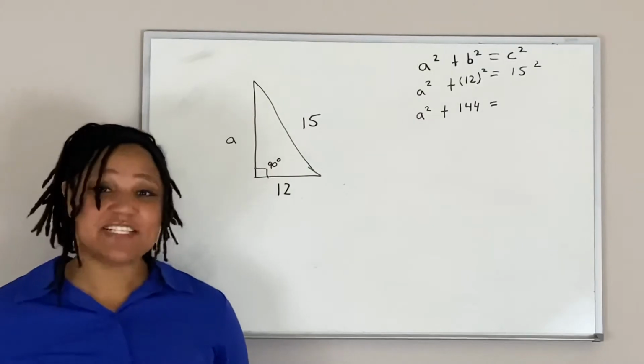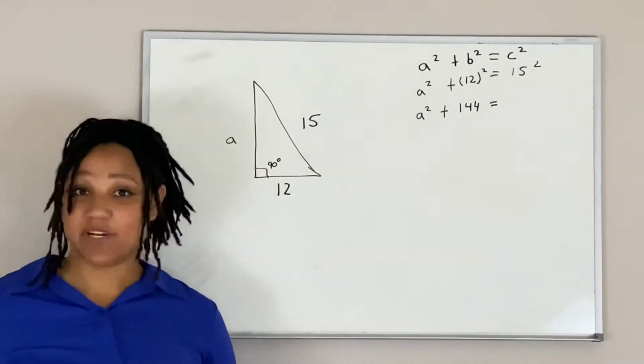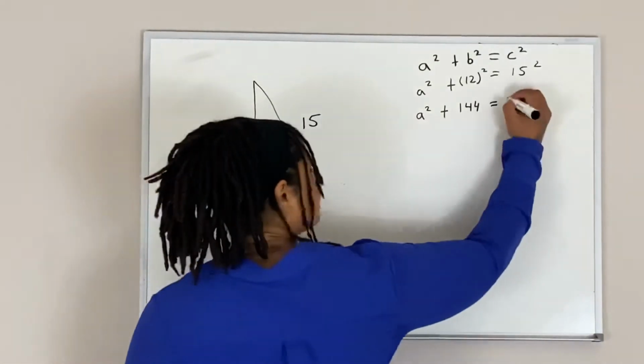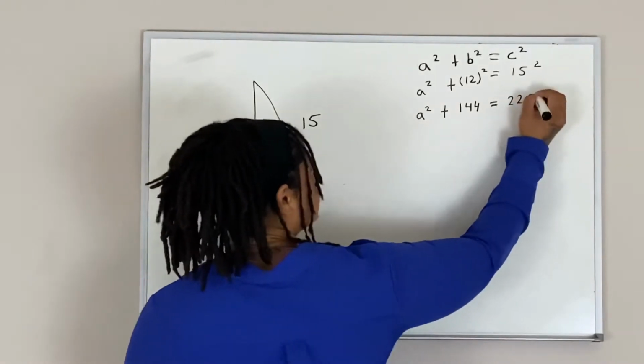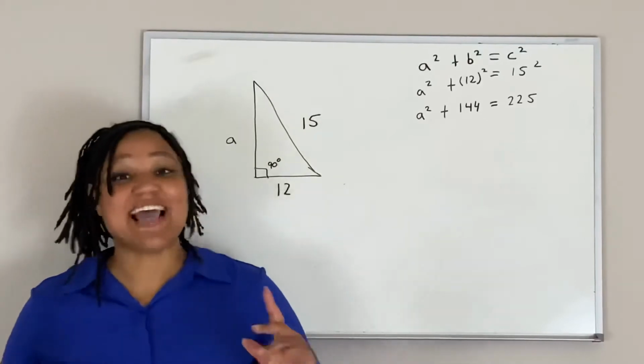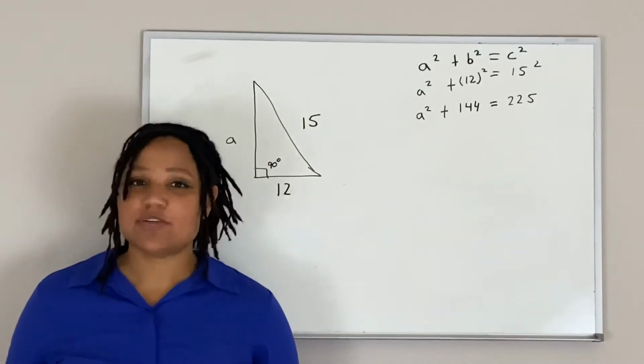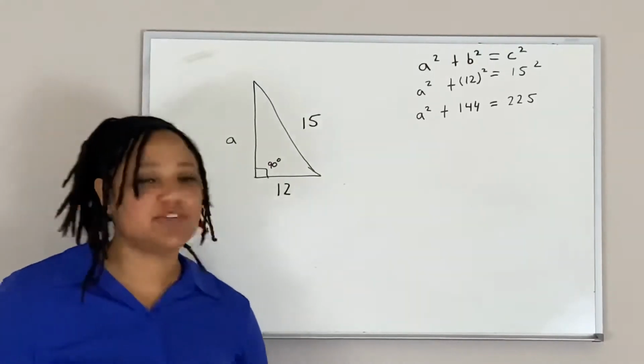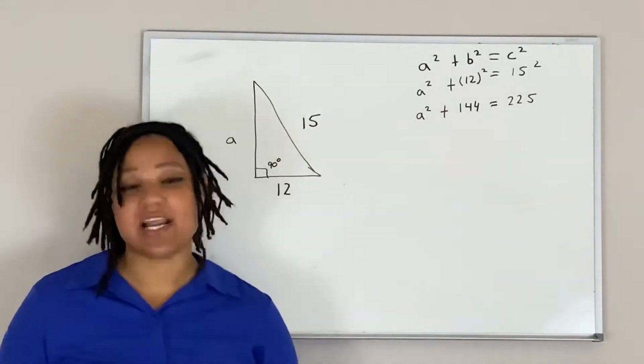And 15 squared is 225. So now we solve for A. In order to solve for A, we need to get A by itself. So what are we going to do? We're going to subtract 144 from both sides so that we can isolate A.